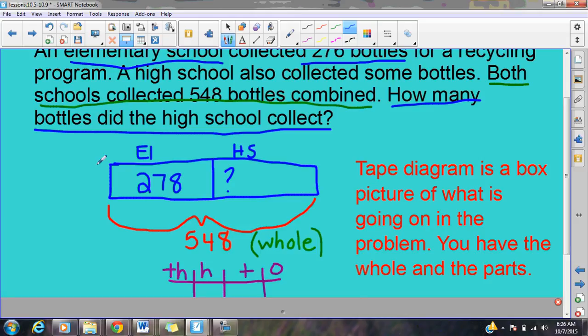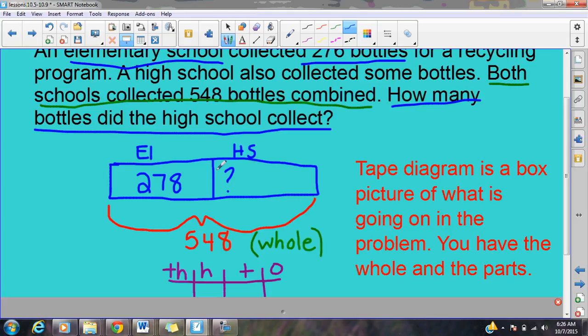So let's look at our tape diagram. I simply drew a box, well, a rectangle if you will, and I put in the information that I do know. I know that the whole thing, the whole box, is worth 548. How do I know that? Because it says both schools collected 548 bottles combined. Okay? Then it tells me that the elementary side collected 278.